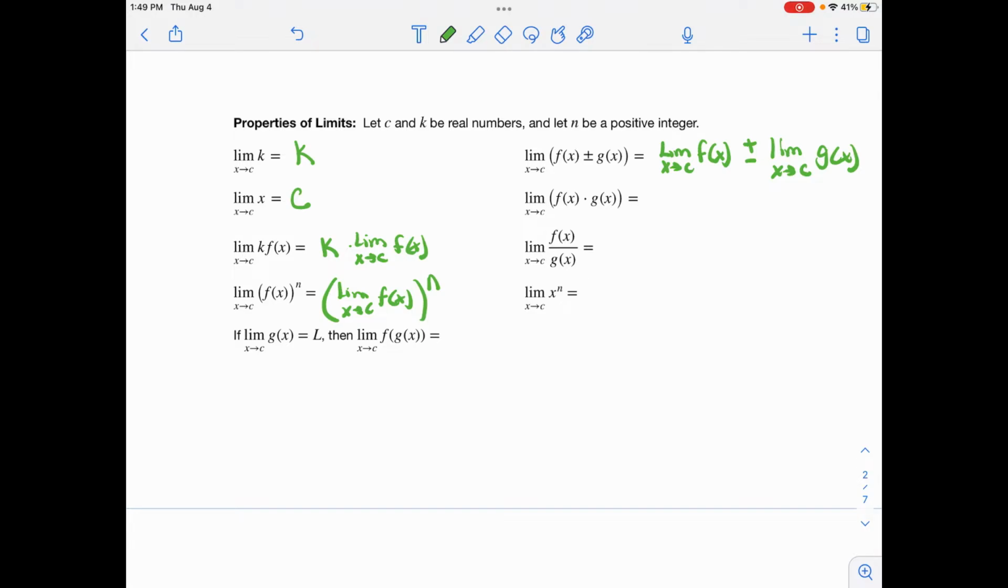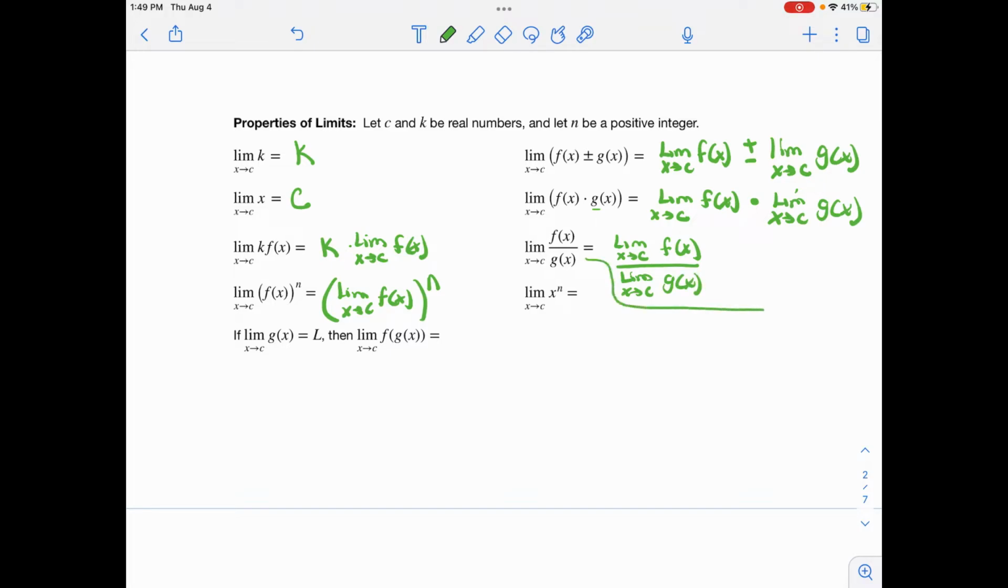And we'll do the same thing here if we're multiplying two functions together. So this becomes the limit as x approaches c of f of x times the limit as x approaches c of g of x. And likewise, if I'm doing the limit as x approaches c of a quotient, f of x divided by g of x, that is equal to the limit as x approaches c of f of x, whatever that value is, divided by the limit as x approaches c of g of x.